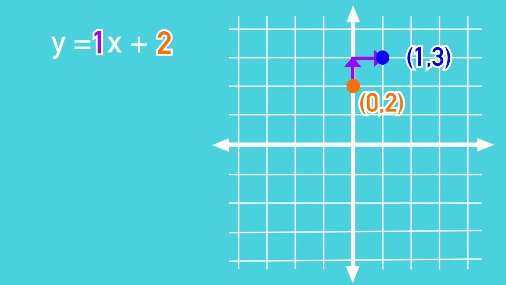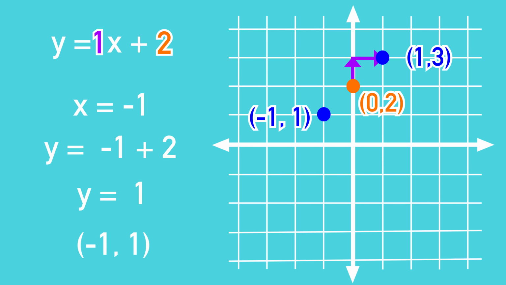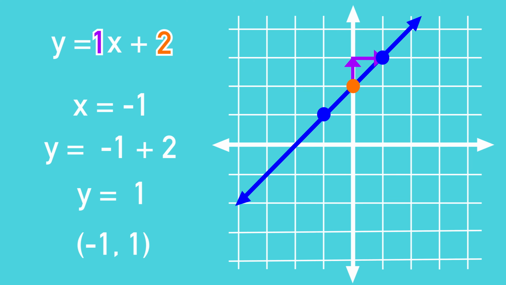You could also find points by substituting any x value to find the corresponding y value. For instance, plug in -1 for x and evaluate. This gives us y equals 1. So there's a point at -1, 1. Now we will draw a straight line passing through all 3 points. There we have it.